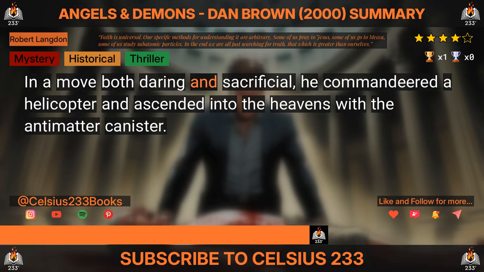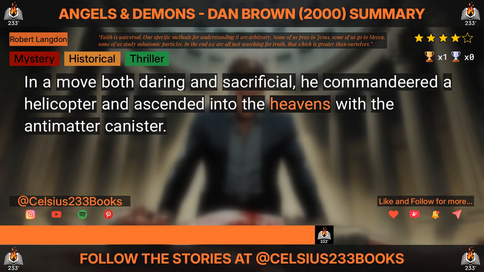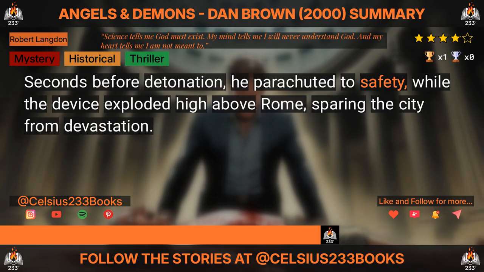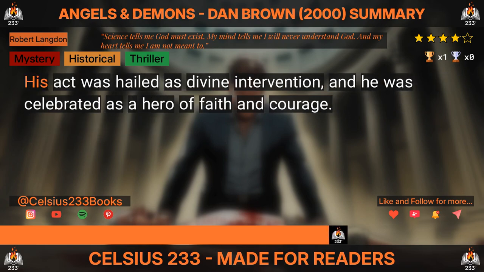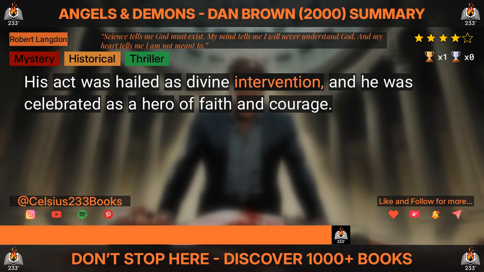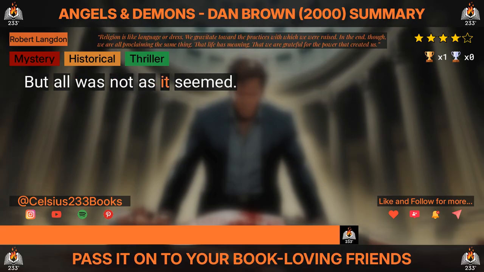In a move both daring and sacrificial, he commandeered a helicopter and ascended into the heavens with the antimatter canister. Seconds before detonation, he parachuted to safety, while the device exploded high above Rome, sparing the city from devastation. His act was hailed as divine intervention, and he was celebrated as a hero of faith and courage. But all was not as it seemed.